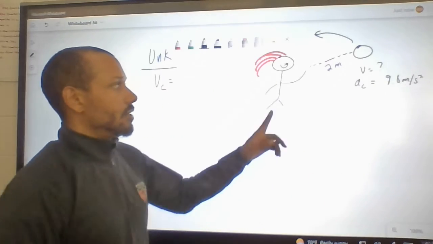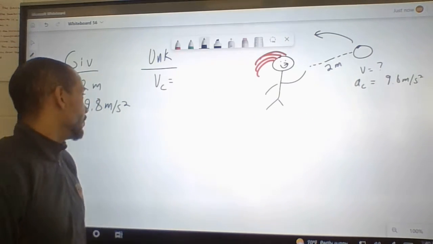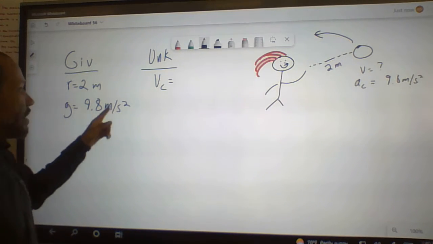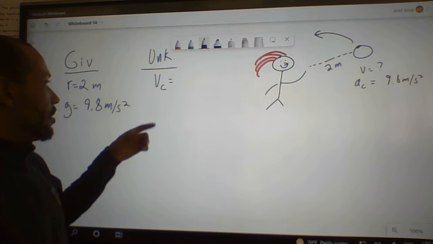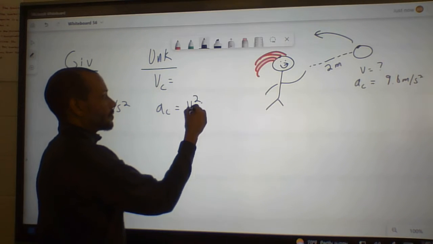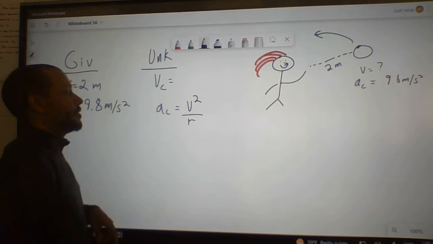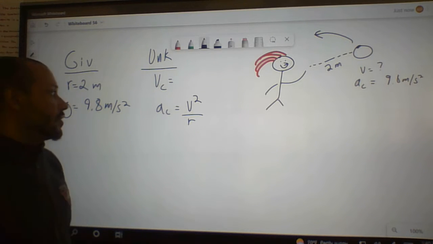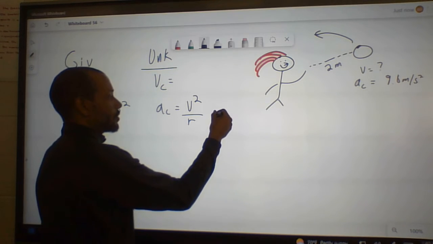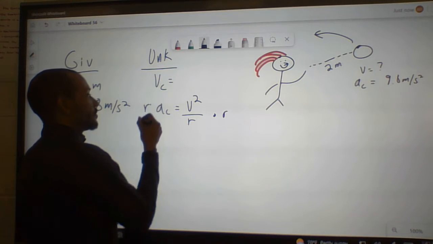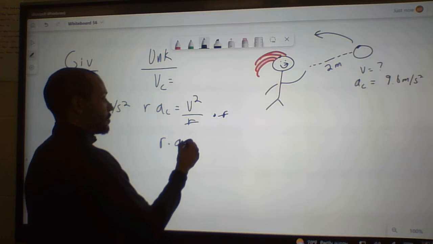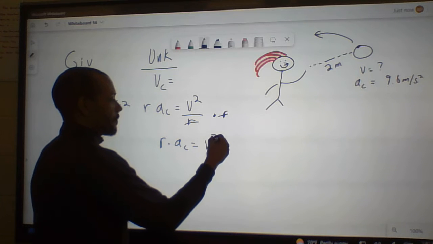Alright, so we have an equation for acceleration. We also have some given information. We know the radius of the rope is 2 meters. The gravity is 9.8 meters per second squared. And we also have an equation. We'll start with this equation, and then from there, let's isolate the v variable, velocity. The only thing that's attached to it is r, so I'll multiply both sides by r. Cancel, cancel. I'm left with r times a_c is equal to v squared.